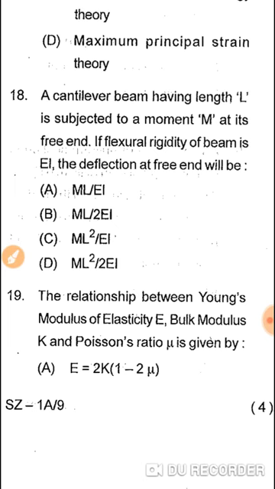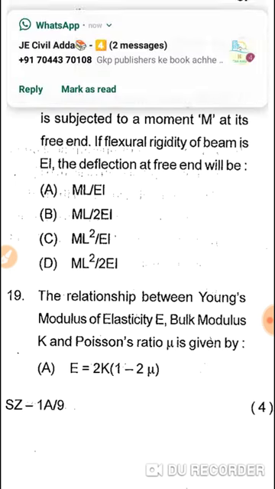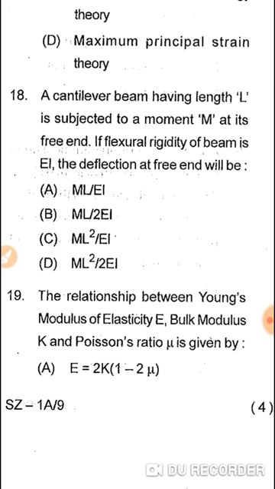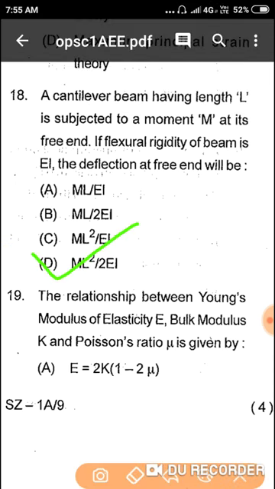Question 18. A cantilever beam having length L is subjected to moment M at its free end and the flexural rigidity of the beam is EI. The deflection at the free end is, this is a very easy question. Option D will be the correct answer, ML squared by 2 EI.